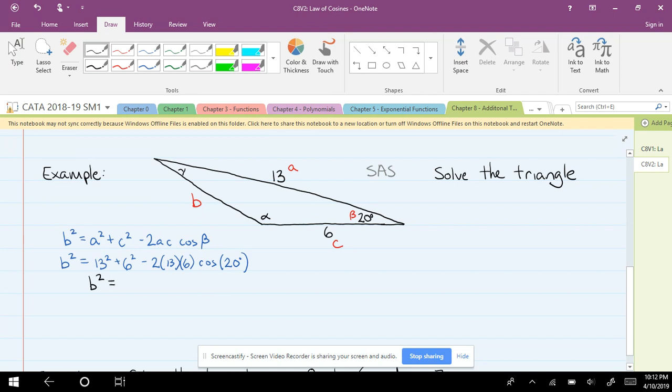And I get b squared equals 58.40795. And I just need to square root that. And that's going to leave me with b approximately 7.6.